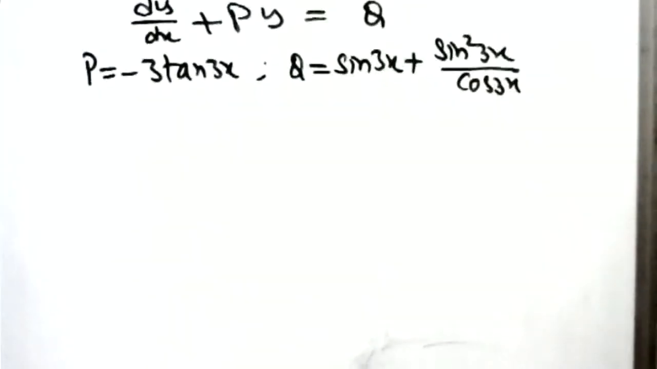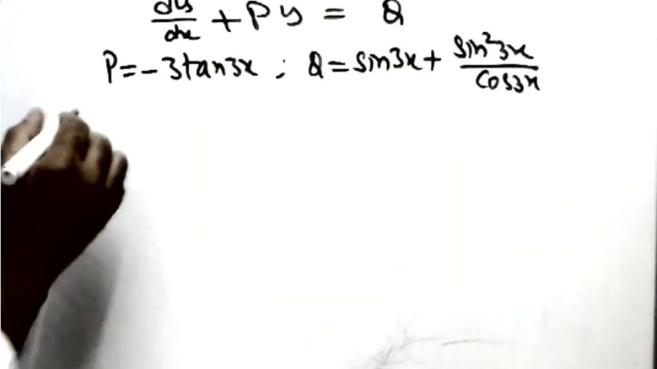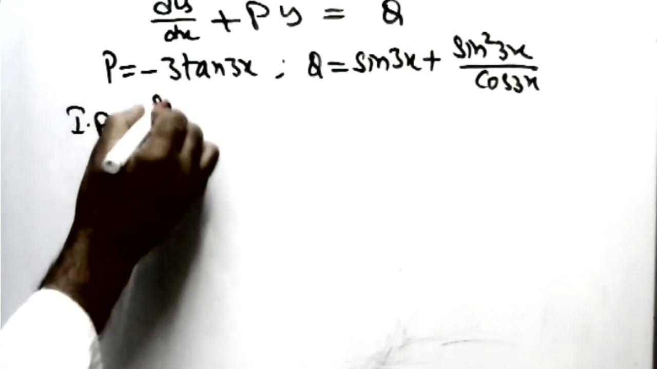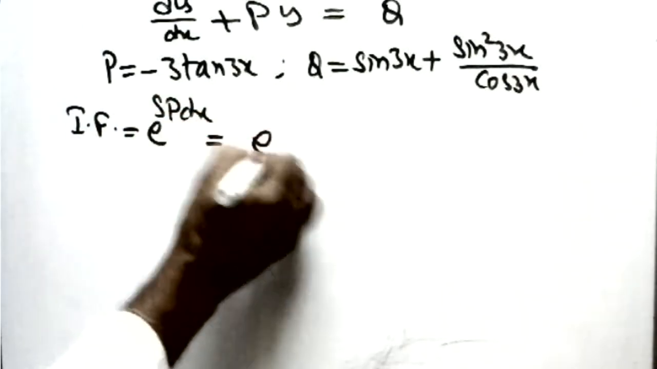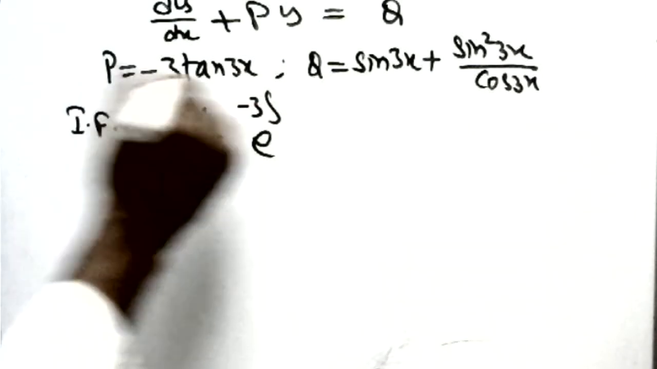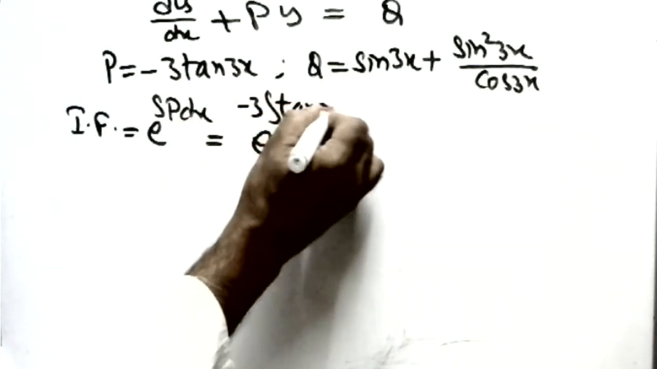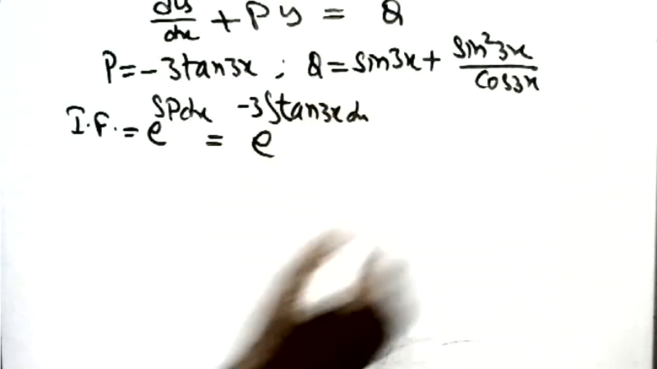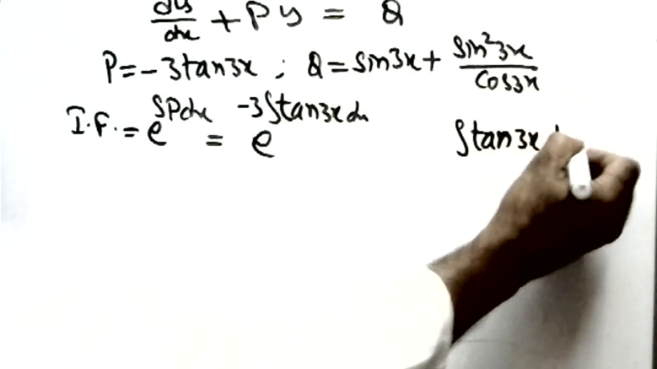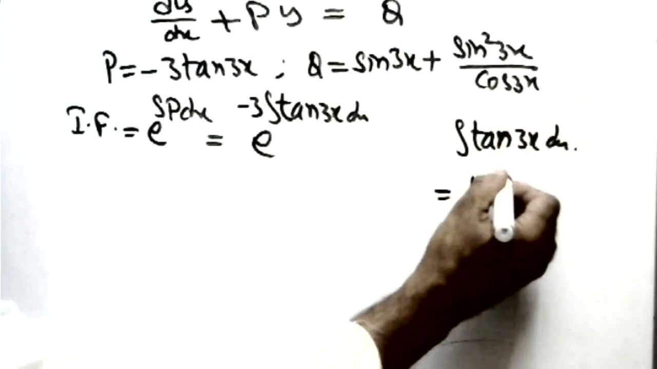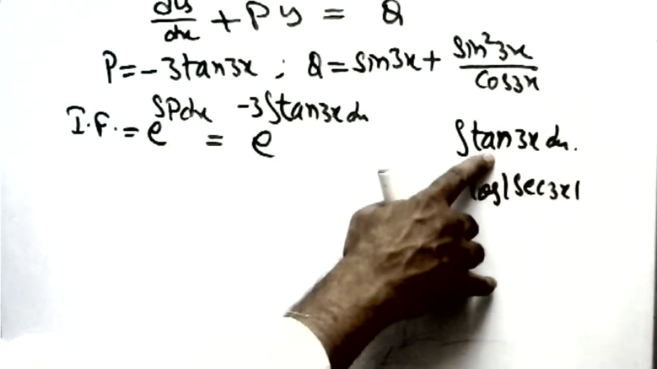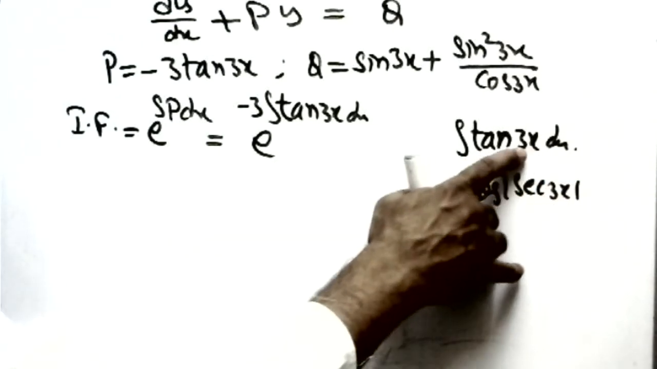Now we got the first step. The next step is we have to find the integrating factor. The formula of the integrating factor is e to the power of integration p dx. What is the value of p here? Write this constant outside: e to the power of minus 3 integration tan 3x dx. Now watch carefully. Integration of tan, as we just discussed, will be log of secant 3x.